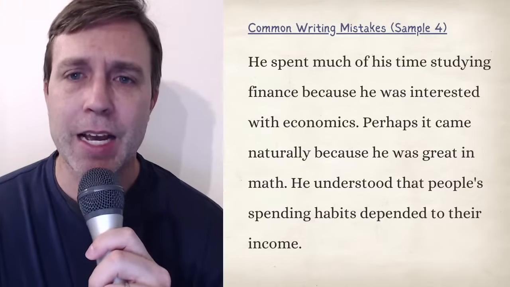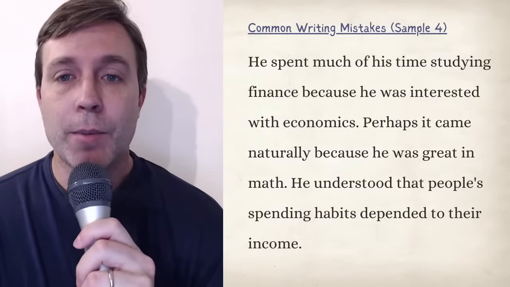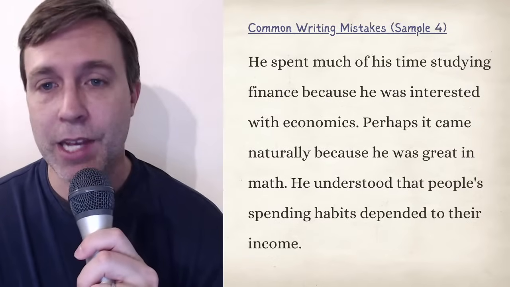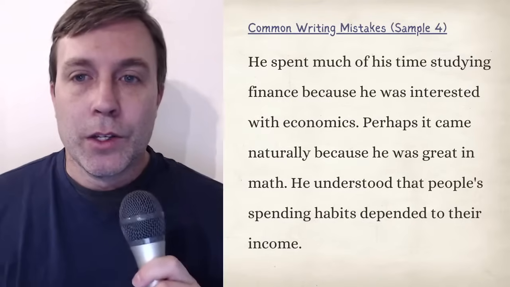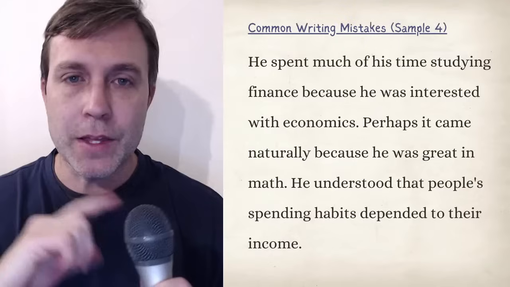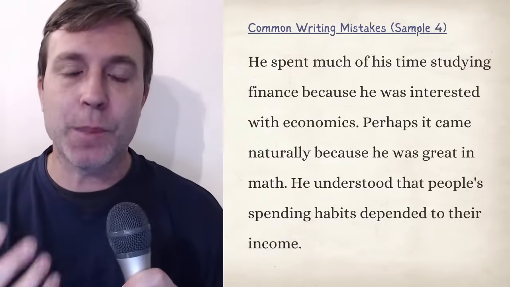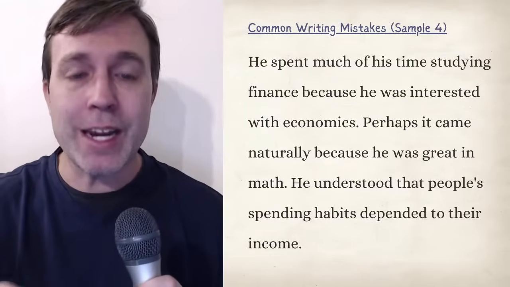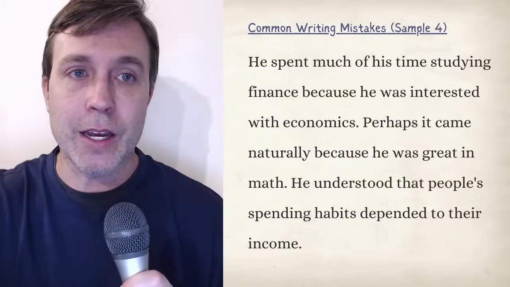"He spent much of his time studying finance because he was interested with economics. Perhaps it came naturally because he was great in math. He understood that people's spending habits depended to their income." So what are the mistakes in this writing sample, and what category of mistakes am I referring to? And again, if you find one, I think it will be easier to find the other 2 as well.